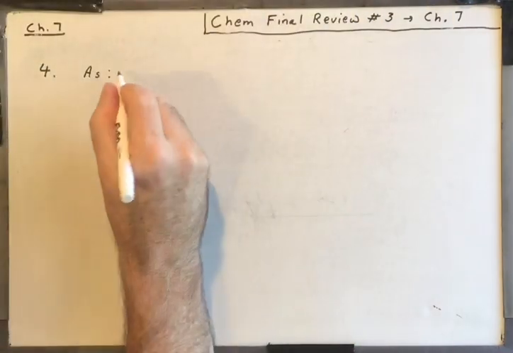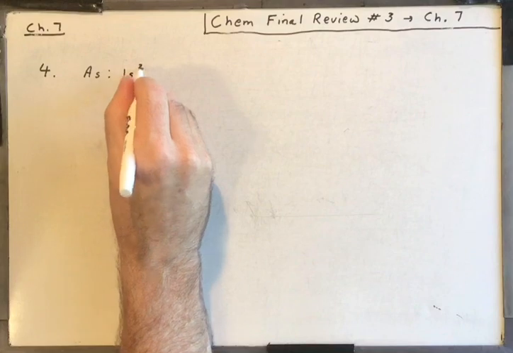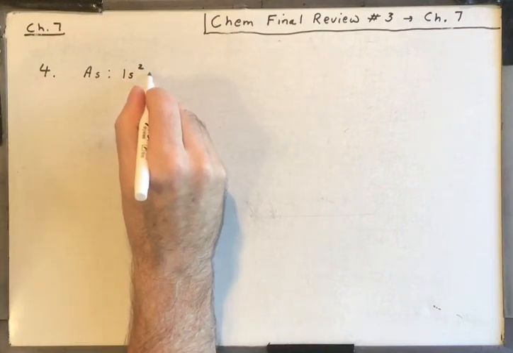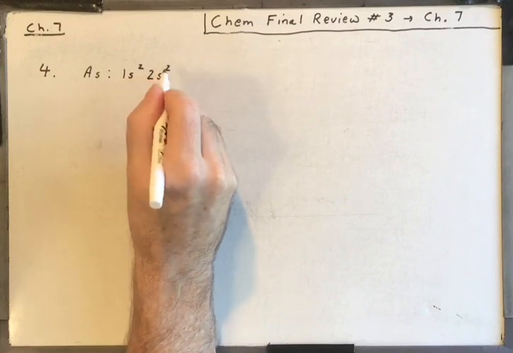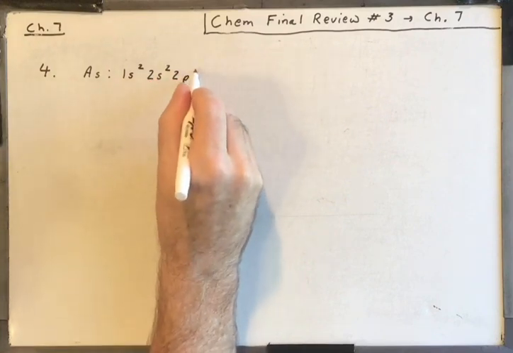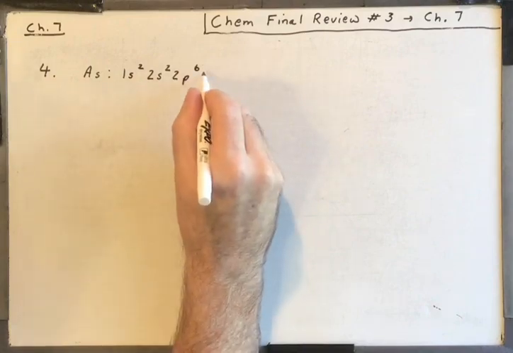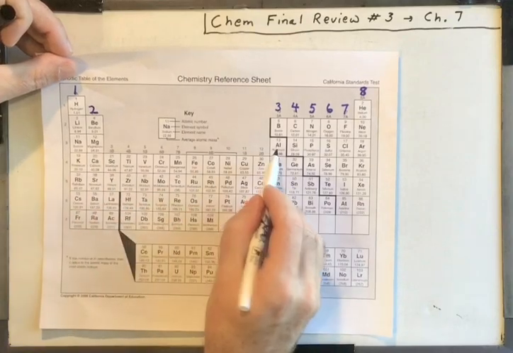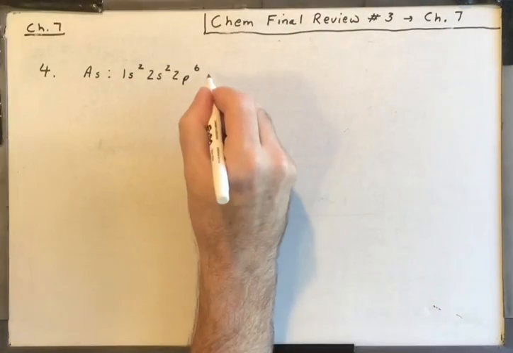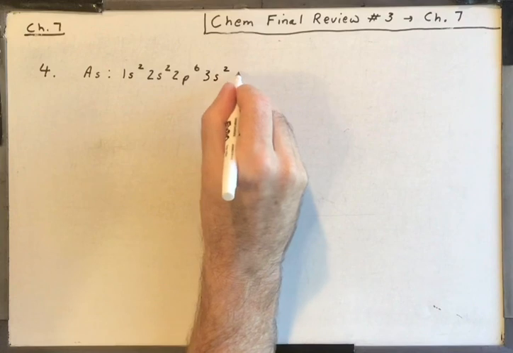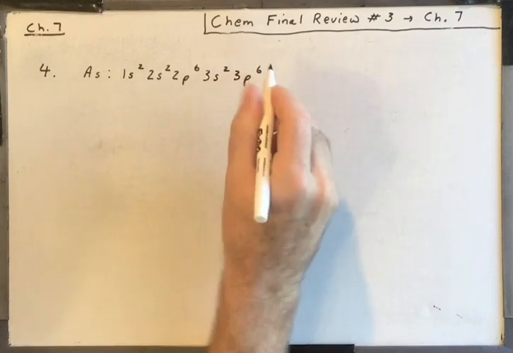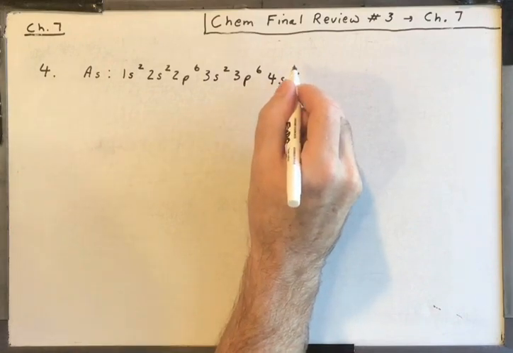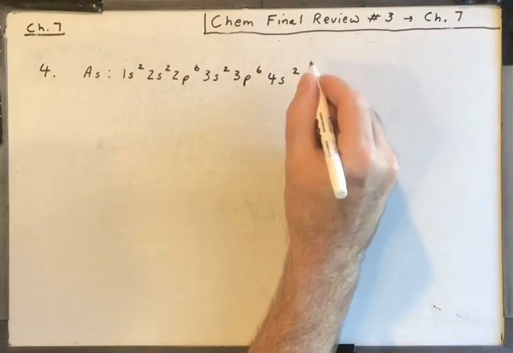All right, so it's going to be 1s2. Remember the coefficient out front, and then you have a superscript. 2s2, 2p6. Then we're at energy level 3, 3s2, 3p6 gets us to argon. Then we go to energy level 4, 4s2. Now if you're looking at your periodic table, we're at calcium.